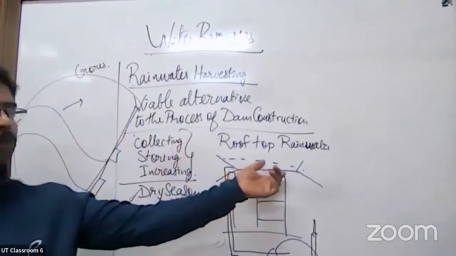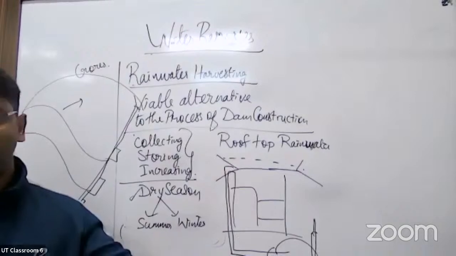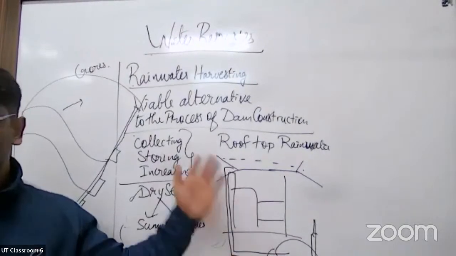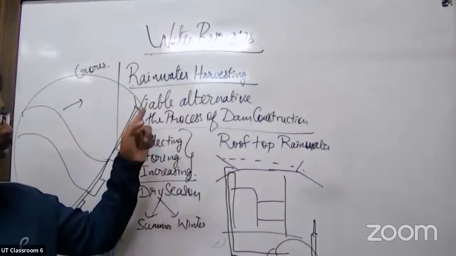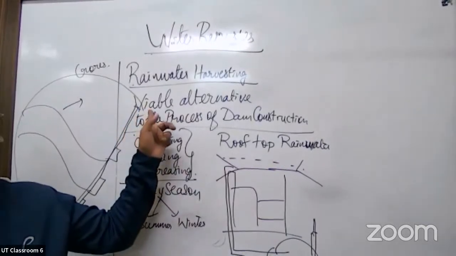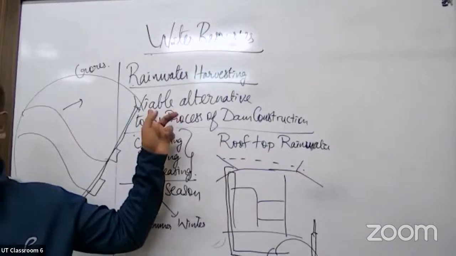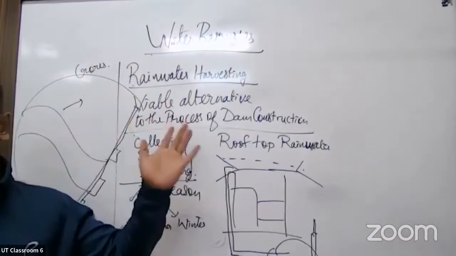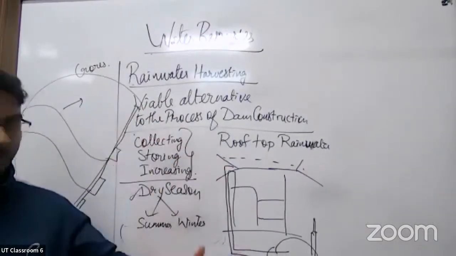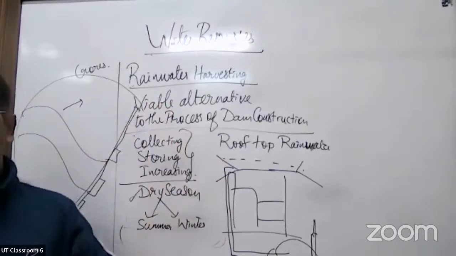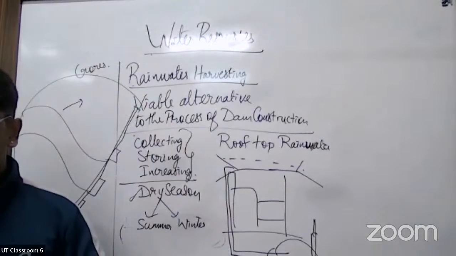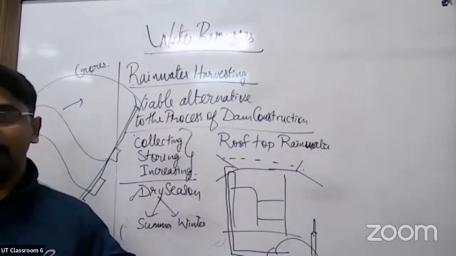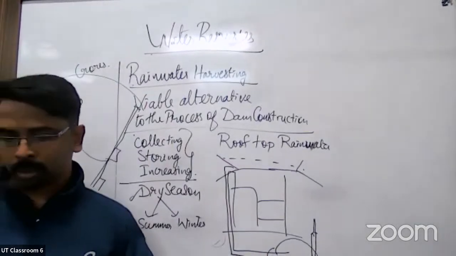Just with some pipes and other connections, we are doing it. Hardly thousands. No need to vacate, no need to construct, no need to obstruct, nothing. So that is why I use which word? A viable alternative. In our city, so many buildings, so many terraces, so many high rises. If every building does this, automatically we are reducing the water loss. Correct? We are increasing which water level? Underground water level.